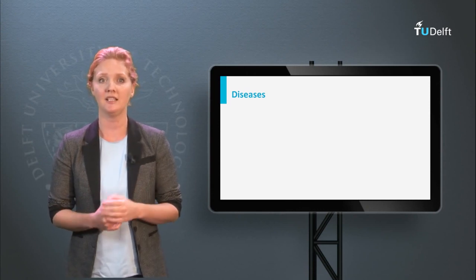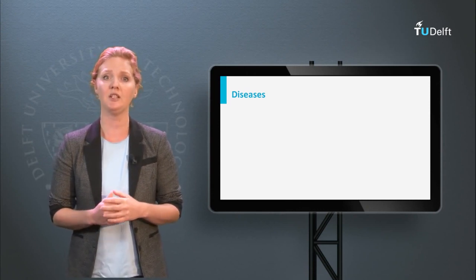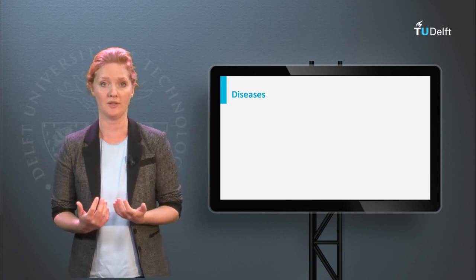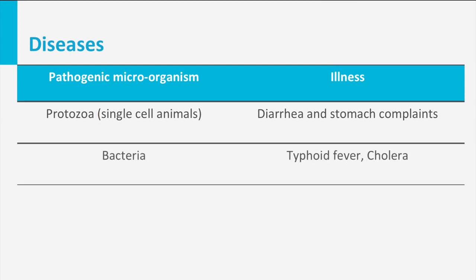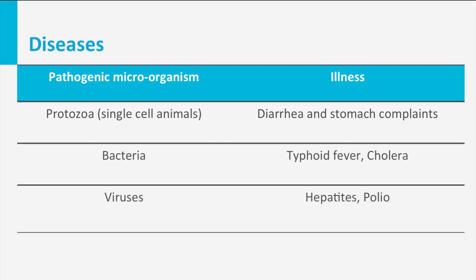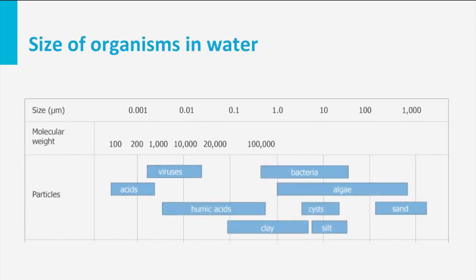They can be divided into 3 main groups, each with their own individual characteristics. Protozoa, which are single-cell animals and can cause diarrhea and stomach complaints. Bacteria, responsible for typhoid fever and cholera. And viruses, the smallest organism of the 3 groups and responsible for hepatitis and polio.